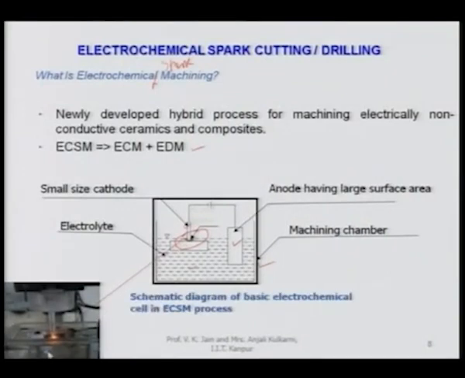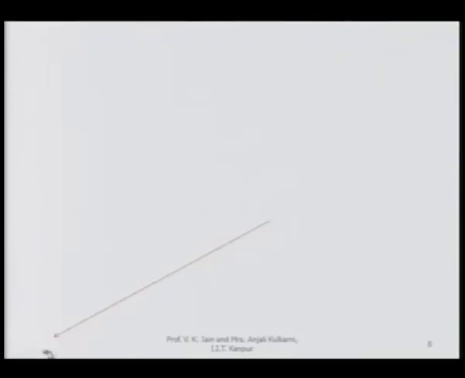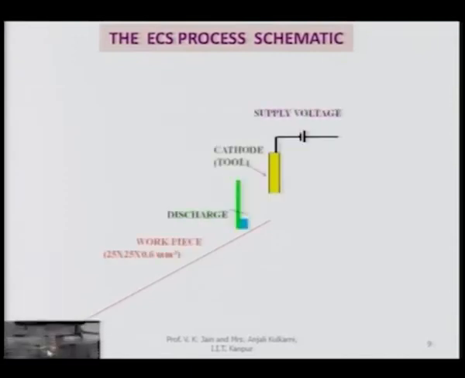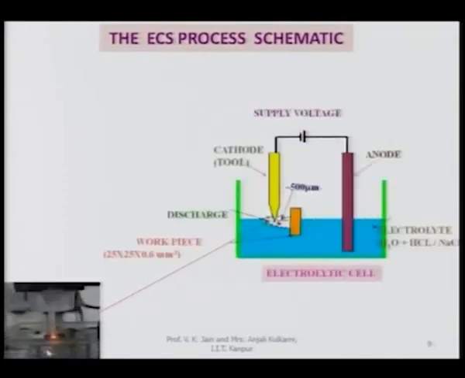This shows a schematic diagram of the basic electrochemical cell. Now, this is another picture of the same electrochemical spark process schematic. This is the electrochemical cell, the electrolytic cell. Again, the anode is there, the cathode is there. The gap between the cathode tip where a spark is created and the workpiece top surface is around 500 micron.